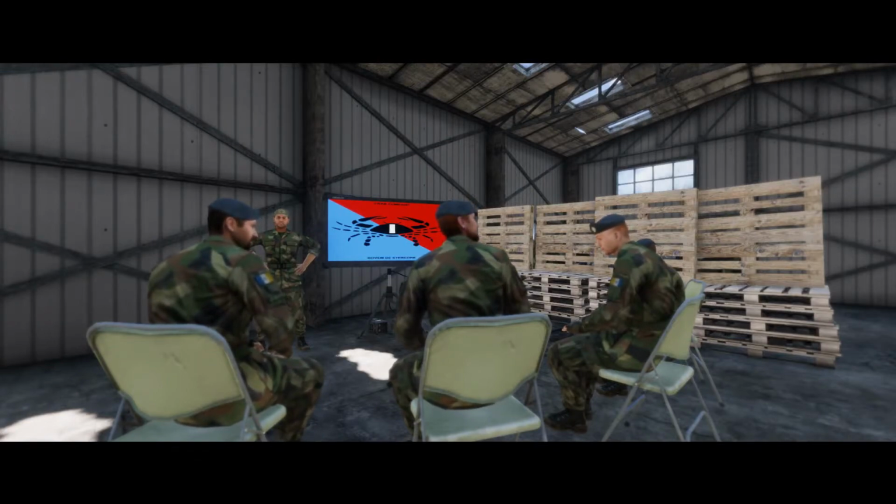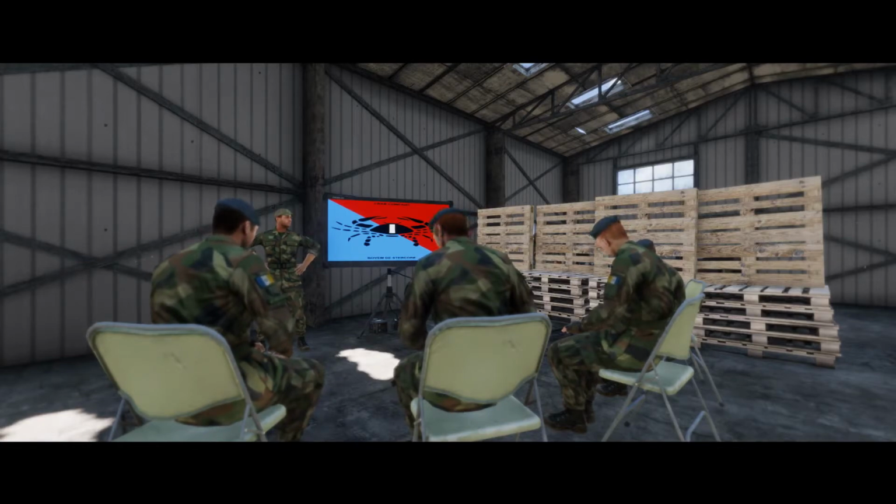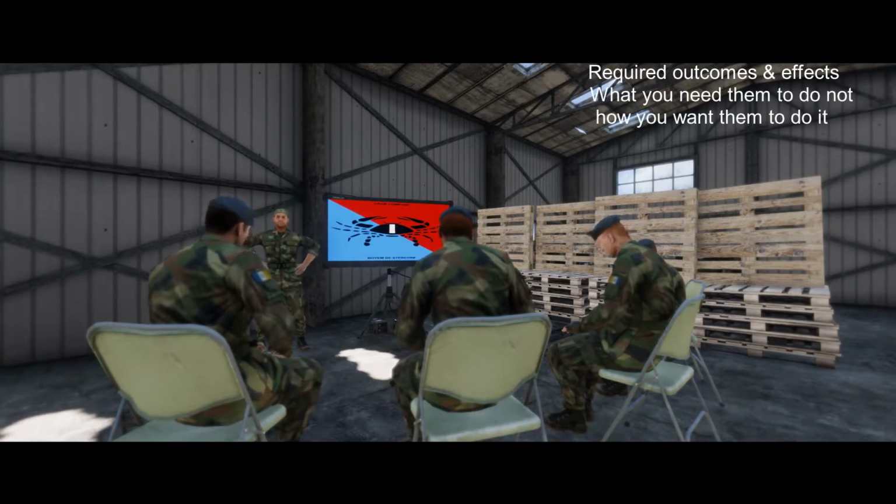So firstly, what is mission command? Mission command is a system or command philosophy, as some people call it, that empowers your subordinates to make their own decisions and use their initiative. It does this by giving them required outcomes and effects and not specific tasks. The mantra is: tell them what you need them to do, not how you need them to do it.